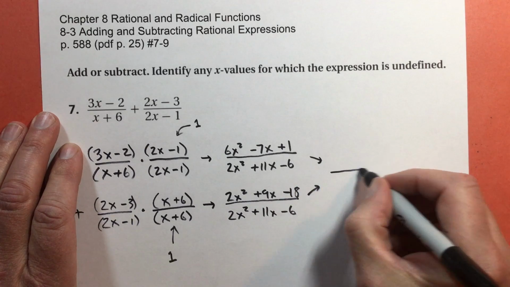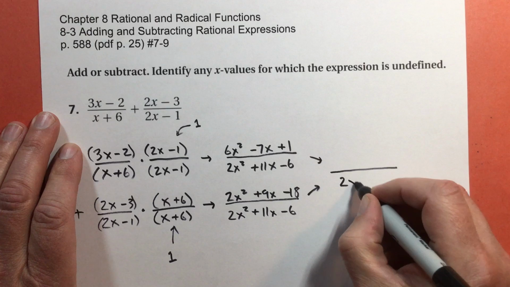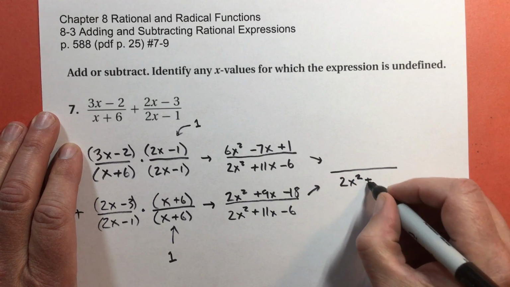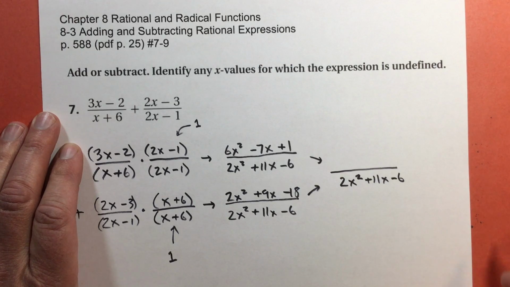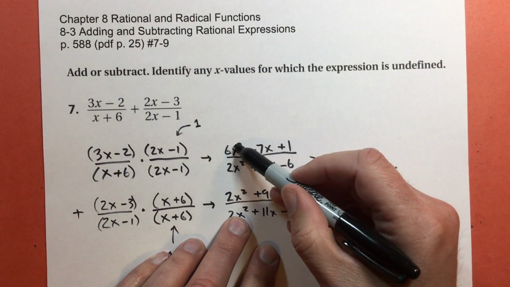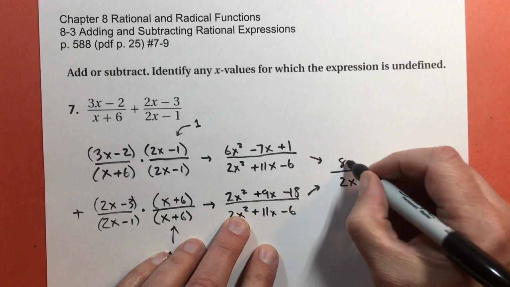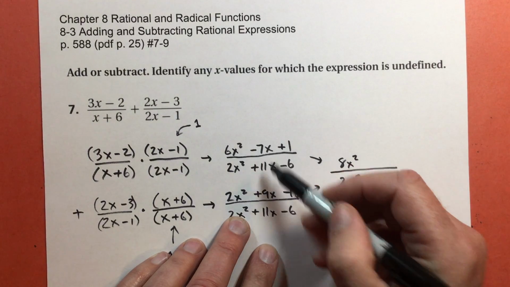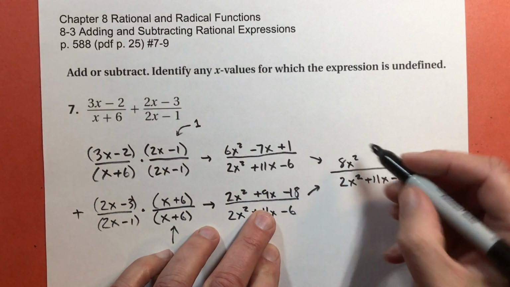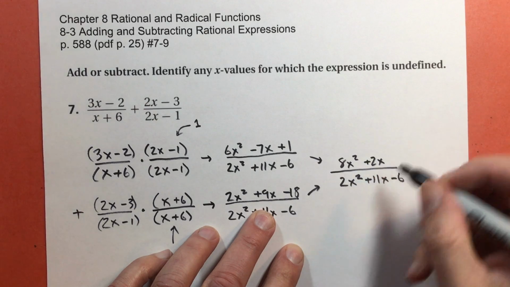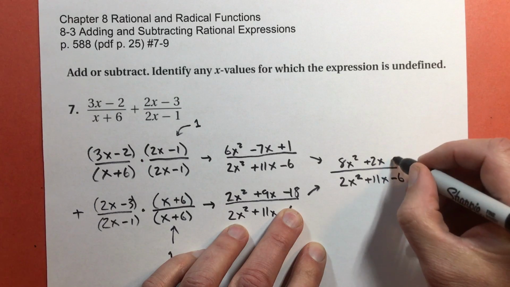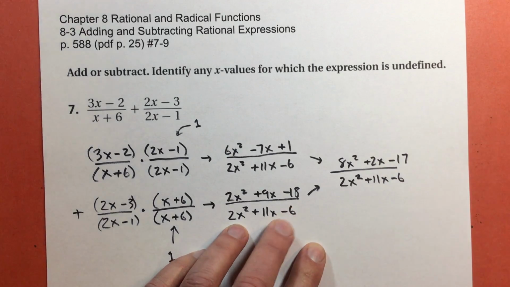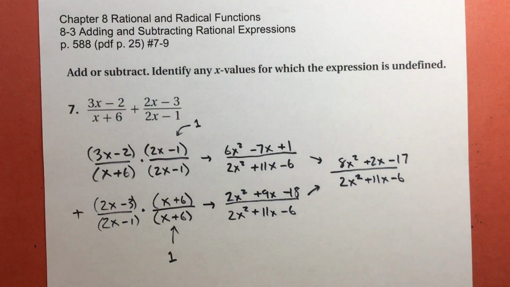I'm going to add, and I've got 2x squared plus 11x, subtract 6. And now let's add the numerators. 6x squared plus 2x squared is 8x squared. Negative 7x plus 9x is 2x. And 1 plus negative 18 is going to be negative 17. Okay.